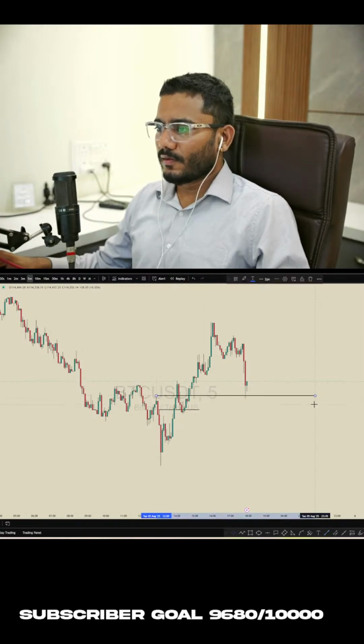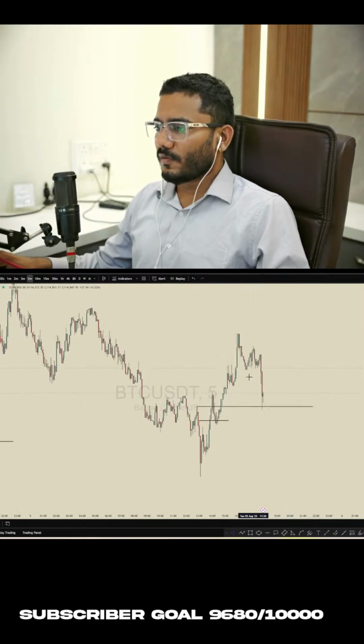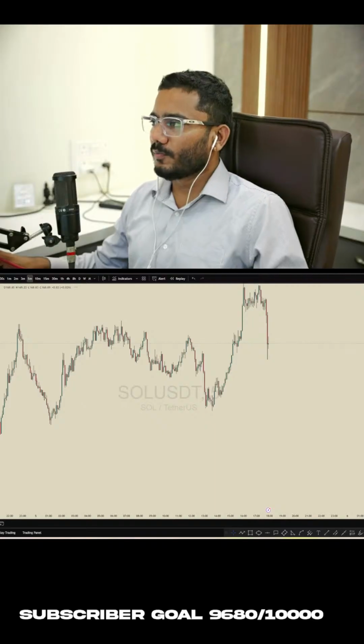Price tapped this area. This is a candle. So the structure has been mitigated. I think price will continue on BTC to the upside.